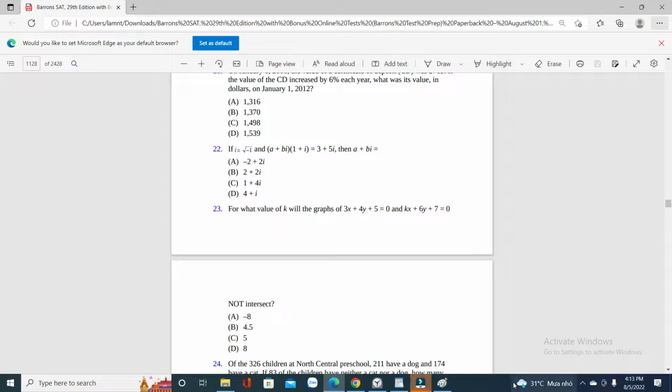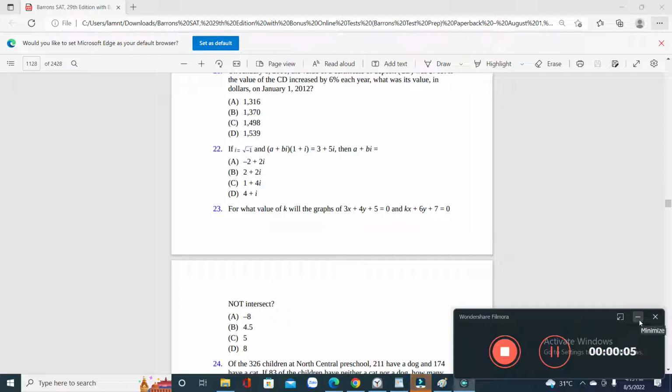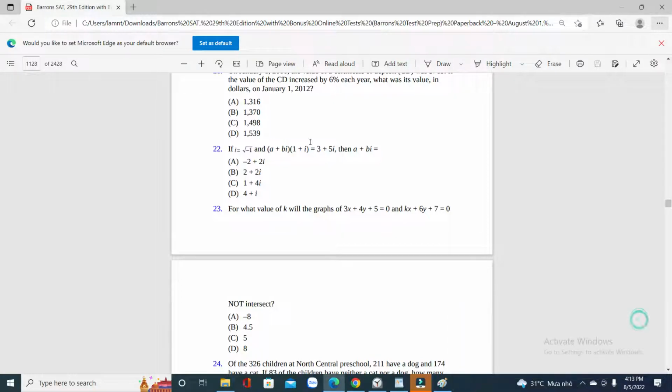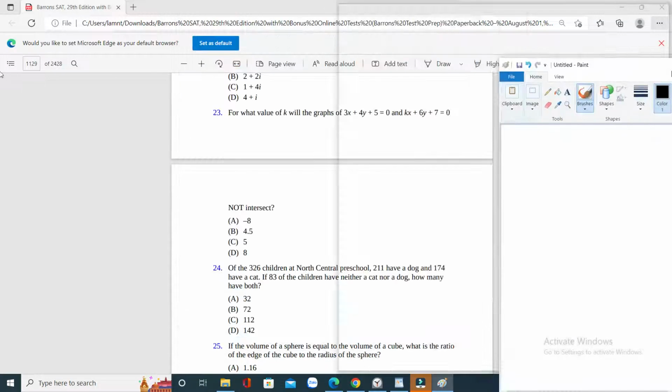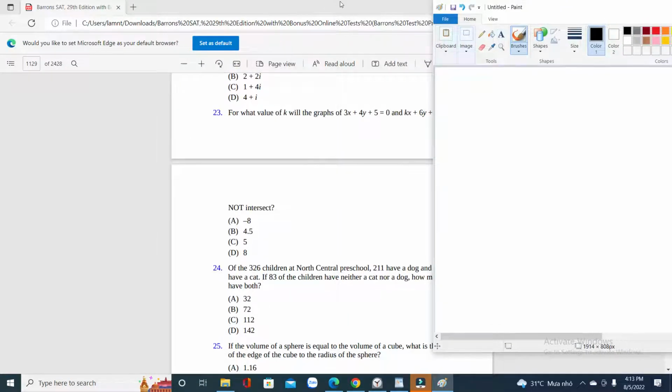Okay, so last time we finished question 22 of Barron's SAT, section 4 of test 3. So today we're going to try to finish the rest, from 23 on, the remaining exercises. So let's go.